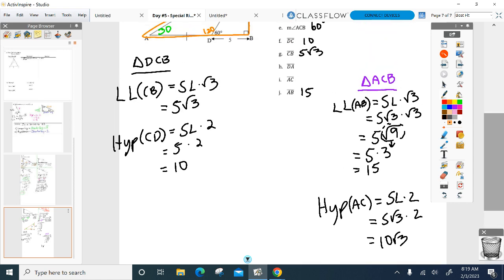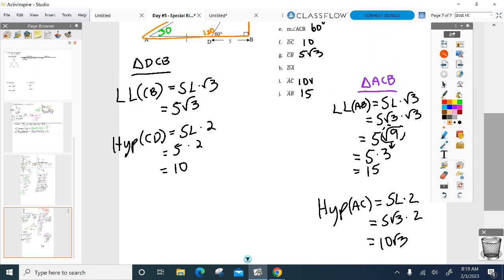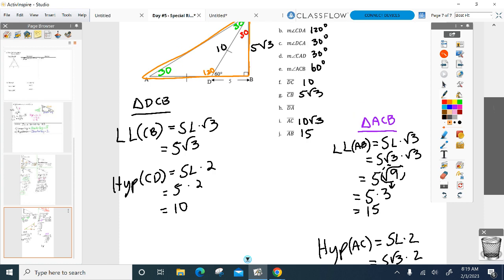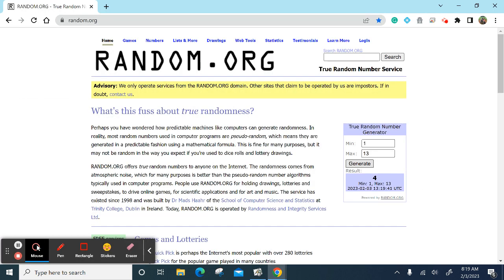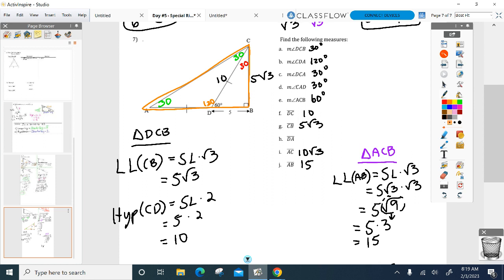And there's only one more piece we didn't figure out, and that was DA. DA is not part of any type of special triangle, but it is congruent to what side? DC. DC was 10, so DA will also be 10. There's no rule to find that. Everyone good? There's no rule to find AD because AD is part of a 30, 30, 120. I don't have rules for that. I only have rules for 30, 60, 90, and 45, 45, 90.